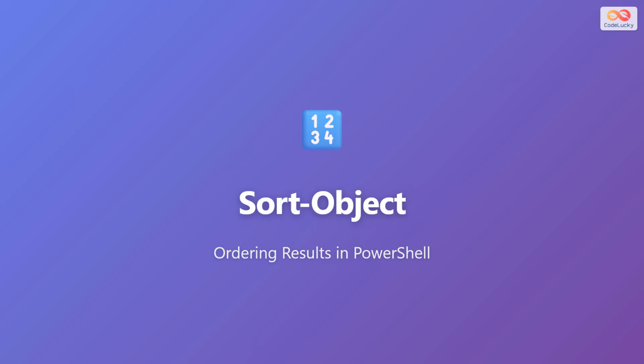Welcome to this lesson on sort-object, one of the most useful cmdlets in PowerShell for organizing your data. When you work with PowerShell, you often get results that aren't in the order you need. Sort-object solves this problem by letting you arrange objects exactly how you want them. Whether you're sorting processes by name, files by size, or any other data by its properties, this cmdlet gives you complete control over how your results are organized.